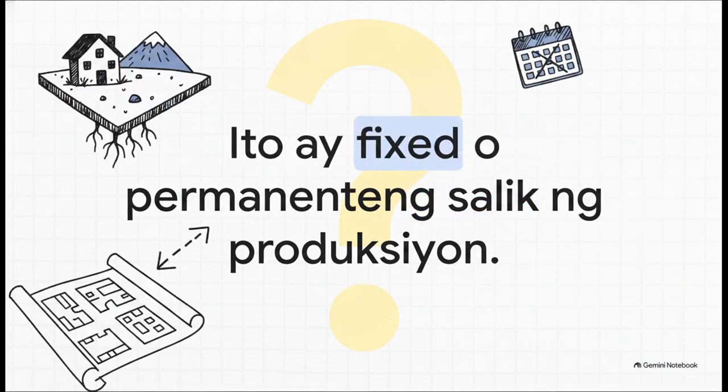Let's try another one. Test item number 4. Ito ay fixed o permanenteng salik ng produksyon. Honestly, this one is a total gift because they actually used an English loanword. We easily spot fixed and the Tagalog word permanente. Which factor of production cannot be expanded and is permanently fixed? Pointing straight back to our blueprint, the answer is lupa, or land.